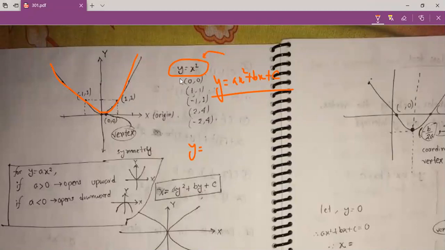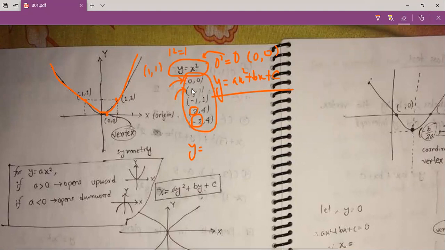So we input some value of x, like 0. This will be 0 square, which means 0, so for x equal to 0 we get y equal to 0. Now let's take 1. 1 square is equal to 1, so if x is equal to 1, y will also be 1. And we can take 2, we can take minus 2. Then we plot these points in our graph: this is (1, 1), this is (minus 1, 1), this is (0, 0). We have to plot all these points in our graph.